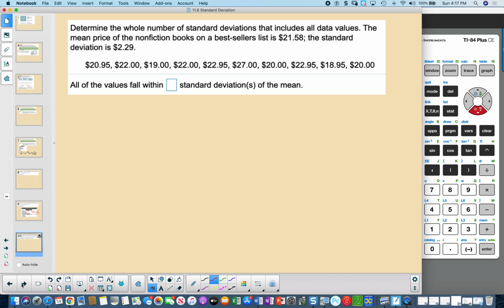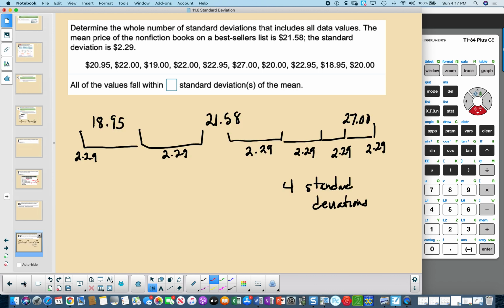Let's take a look at the last data set. They're giving us some information. They're telling us that the standard deviation is 2.29 and that the mean is 21.58. So what they would like us to find is how many standard deviations we have to go in order to have all of the data fall within that. We don't have to put it in the calculator. All we have to do is write down the mean, the largest value, and the smallest value on each side. And it looks like it's going to take 4 standard deviations in order to include that $27 that we have.